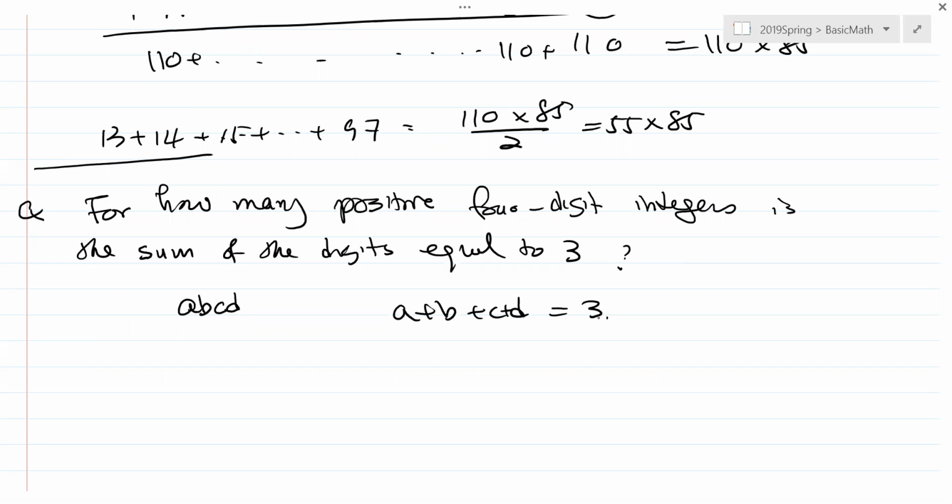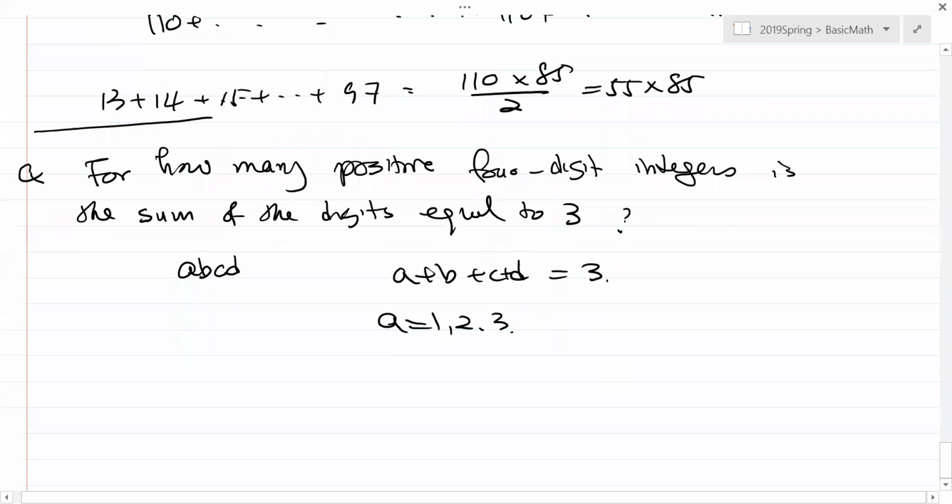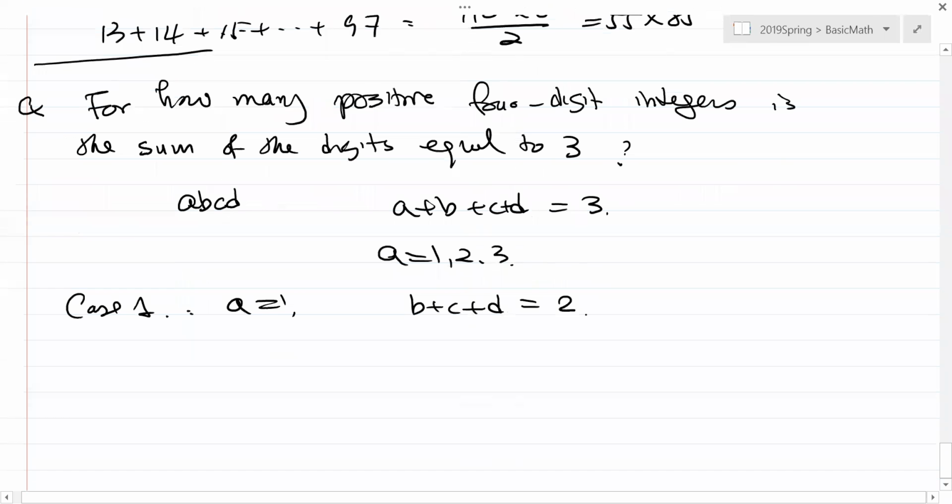First of all, be careful. Digits can be 0, right? All the way to 9. But the first digit cannot be 0. Okay, so what is the possible value for A? The possible value for A could be 1, could be 2, could be 3. There are three classes. So we can simplify the equation a little bit, divide them into three cases. Okay, case 1, A equals 1. In that case, the equation becomes this. Okay. And this probably is the most complicated problem. So you have to count this, okay?